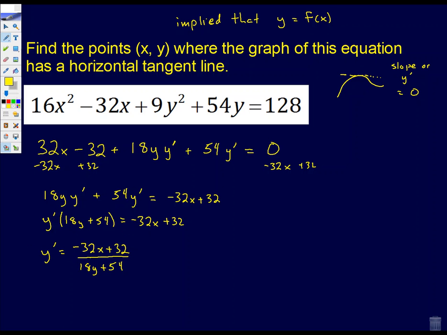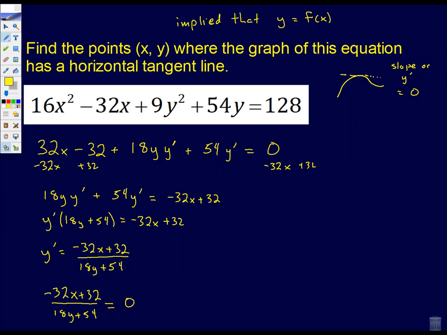So that expression calculates the slope of any point on this graph, but I in particular am asked to find which points have a slope of 0, making the tangent line horizontal. So we want to solve, when does this derivative, negative 32x plus 32 over 18y plus 54, equal 0? Now, I have a fraction that I want to equal 0.